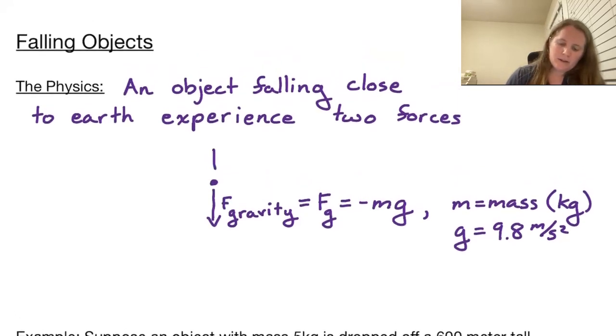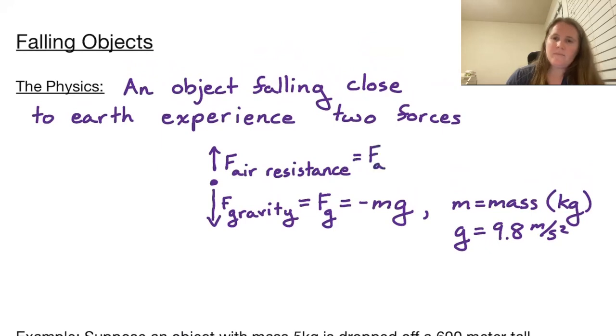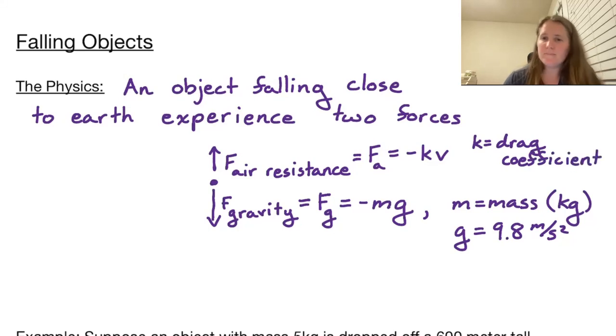In the opposite direction, we have the force due to air resistance, which I will shorthand F sub A. And this is equal to negative k times v. Here, k is what is called the drag coefficient. The drag coefficient depends on the object falling and the form that it's in. And v is velocity.